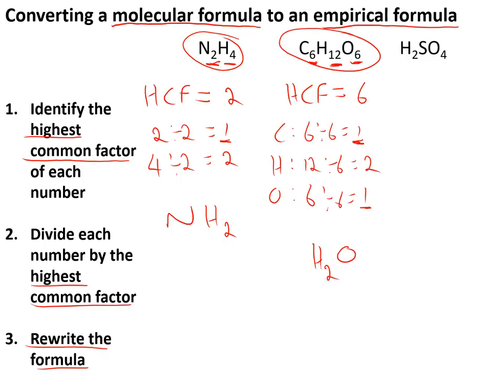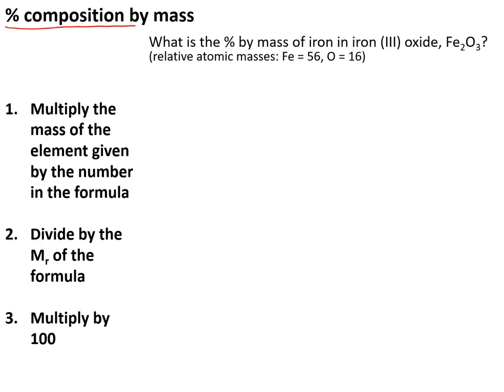Okay. Now, sometimes, as in this case, the highest common factor of your numbers is 1. So the only number that 2, 1 and 4 can be divided by is 1. So if the highest common factor equals 1, then your empirical formula and your molecular formula are going to be the same thing.